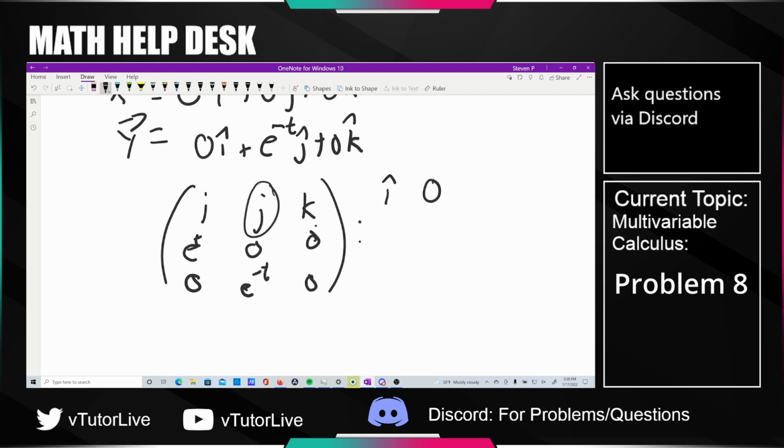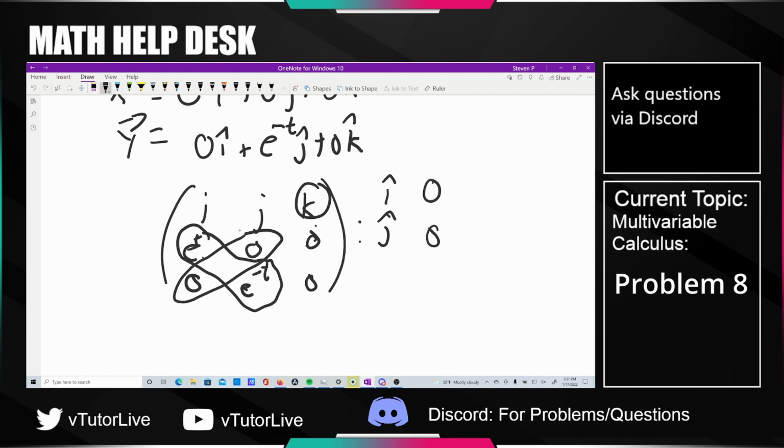So with j, at this point, you sort of have to pretend you don't see this one anymore and just do e to the t and 0, 0 and 0, which also happens to come out to 0. And then for k, you do this again, you do the cross, and this is going to be non zero with the other cross, which is 0.